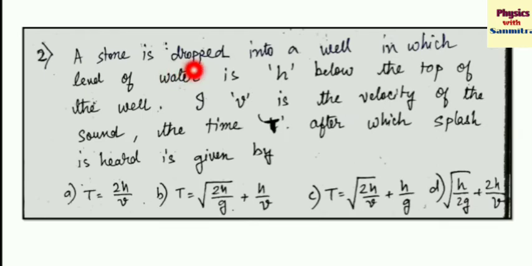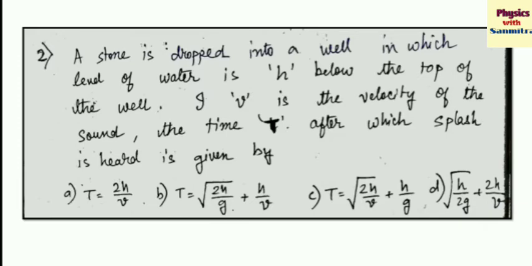A stone is dropped into a well in which the level of water is h below the top of the well. If v is the velocity of sound, then the time t after which the splash is heard is given by: first one is 2h by v, second one is root over of 2h by g plus h by v, third one is root over of 2h by v plus h by g, fourth one is root over of h by 2g plus 2h by v.